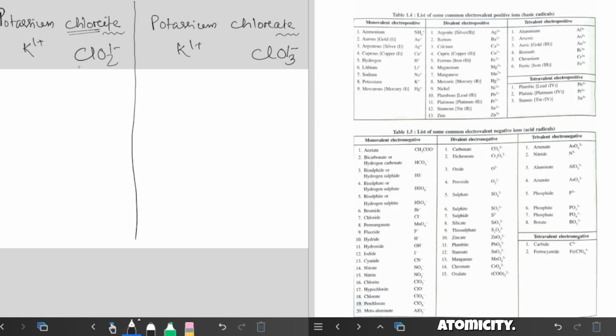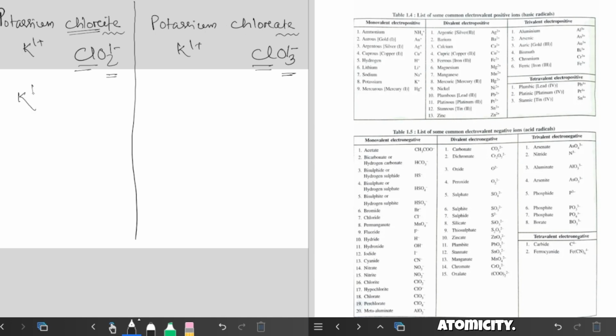You see the difference here, this is chlorine and this is also chlorine, but the number of oxygen present here is more and the number of oxygen present here is less. As I told, T means oxygen. So when you find less number of oxygen along with a non-metal in the anionic part, we'll use the suffix ITE, and if you find the non-metal along with more number of oxygen as compared to this, we'll write ATE, okay. So this is simply potassium chlorite and this is potassium chlorate.